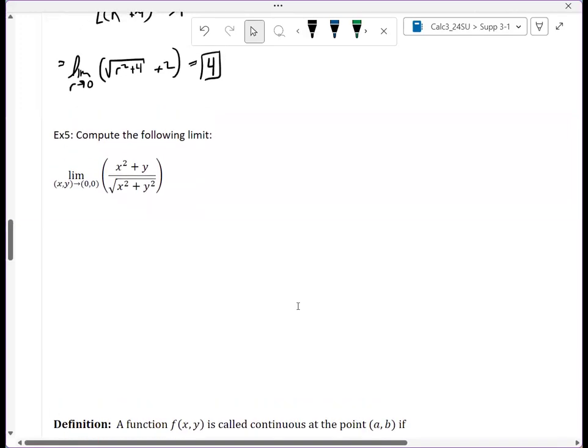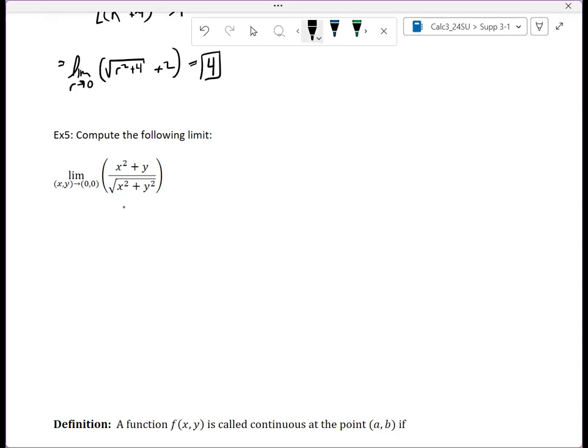Okay, coming down to example 5. Here we have limit xy goes to 0, 0 of x squared plus y over root x squared plus y squared. Again, an indeterminate form if we were to just naively plug in x and y equals 0. So what approach could we take here? Again, let's take a look at what happens along the axes. So along the axis, say x comma 0, taking x not equal to 0.